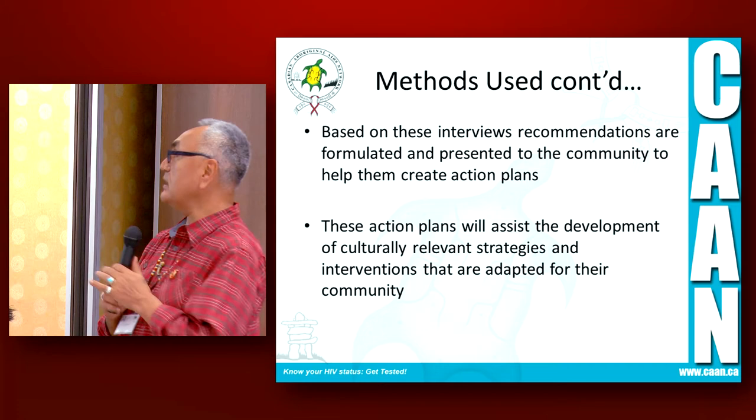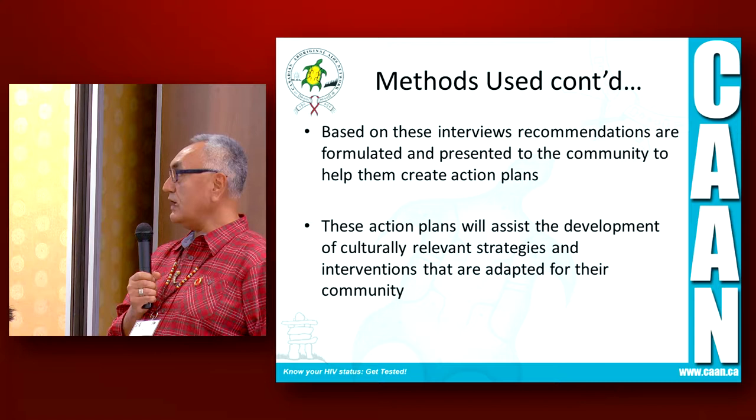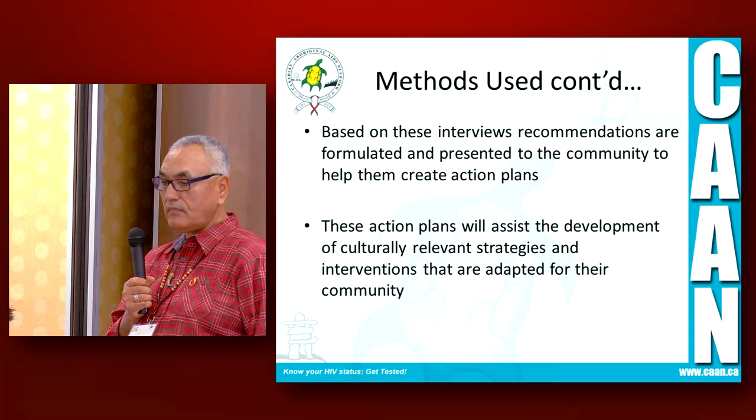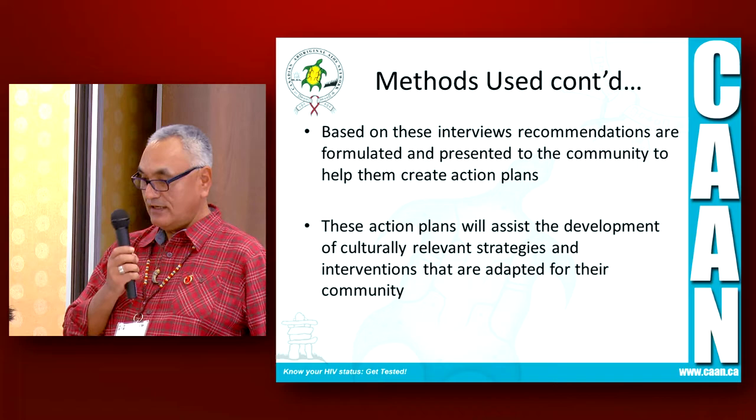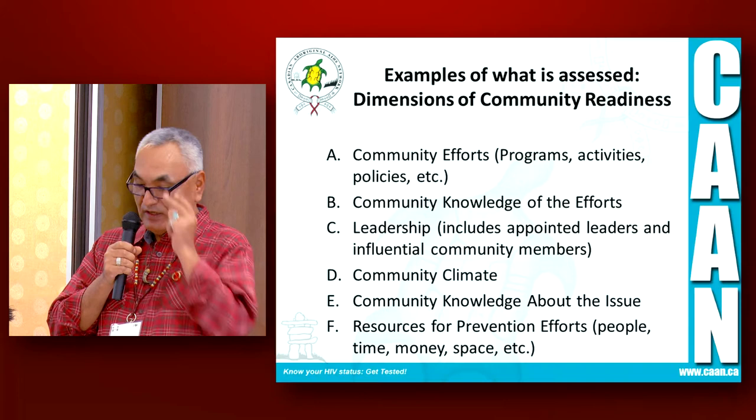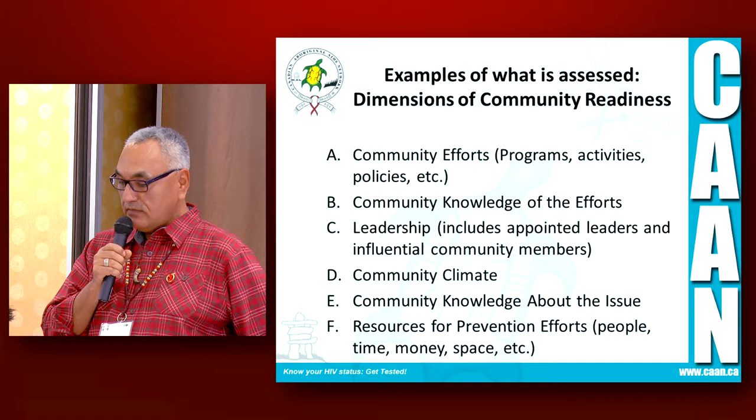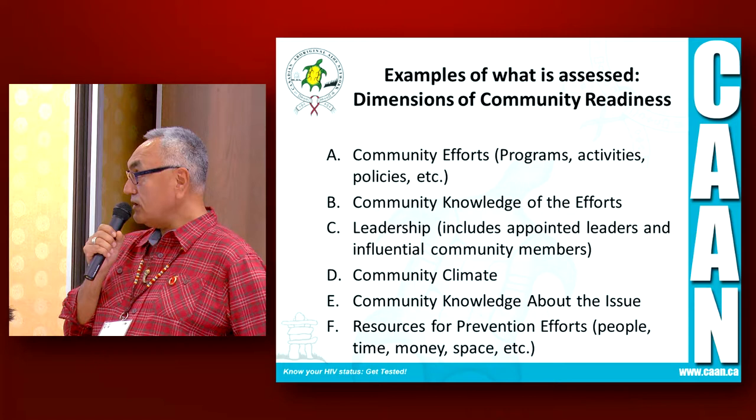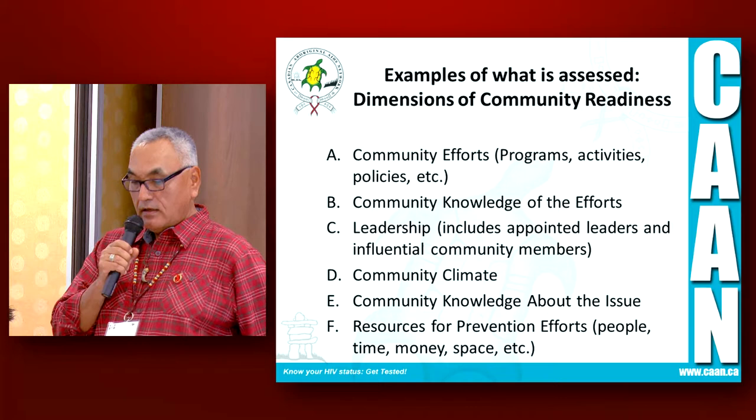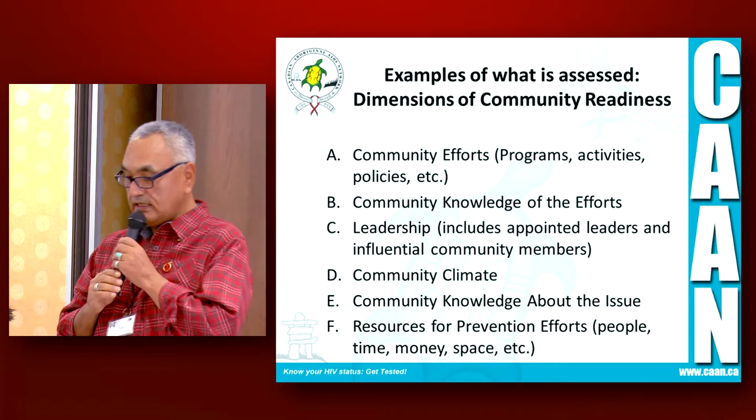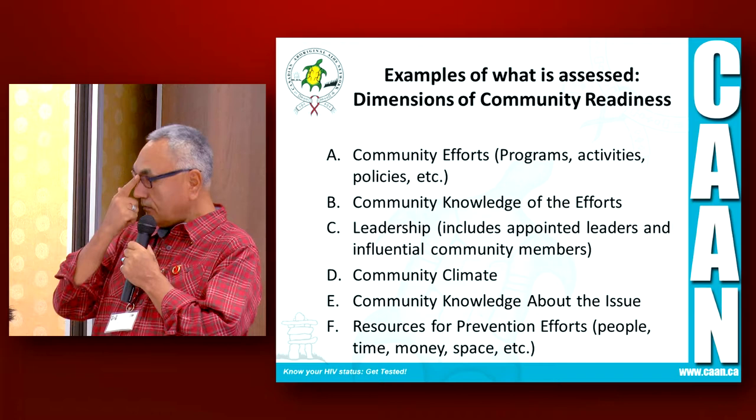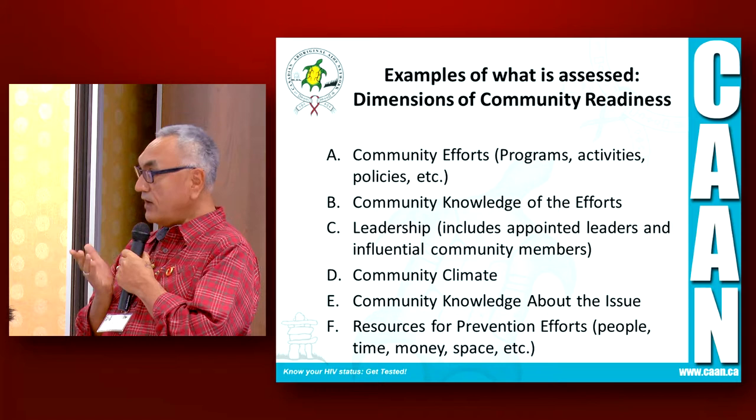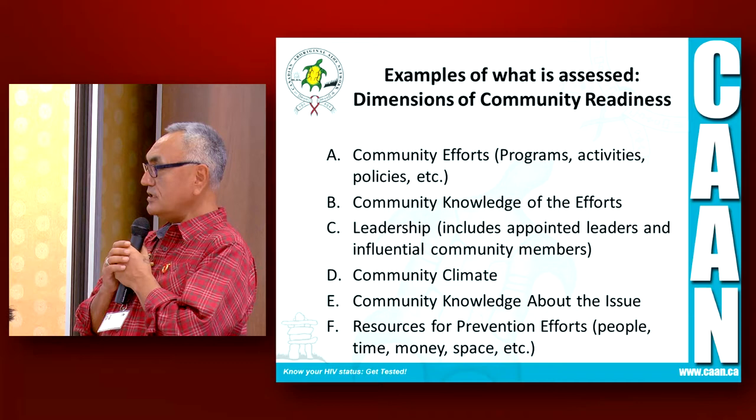So here are some examples of what is assessed using the community readiness model and the dimensions of community readiness. Dimensions of readiness are really key factors that influence a community's preparedness to take action on an issue. And the six dimensions that you see here are identified and measured in the community readiness model, and they're actually very comprehensive in nature. They are an excellent tool for diagnosing a community's needs and for developing strategies that meet those needs. And all these dimensions are used to obtain a final community readiness score with regards to HIV and AIDS prevention.